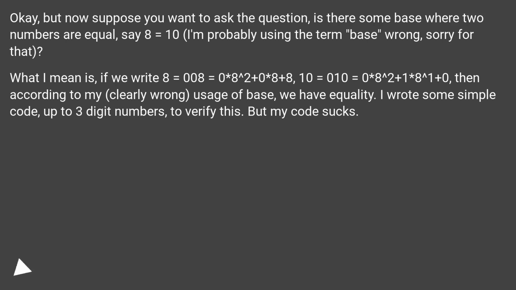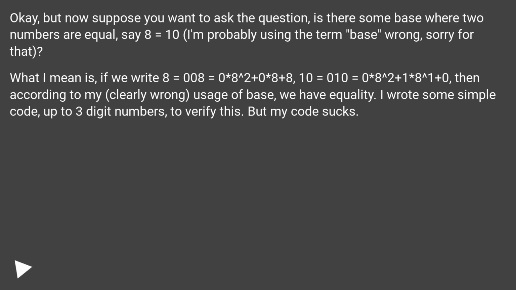Okay, but now suppose you want to ask the question, is there some base where two numbers are equal, say 8 equals 10? I'm probably using the term base wrong, sorry for that. What I mean is, if we write 8 equals 008, 8 equals 0 times 8 squared plus 0 times 8 plus 8, and 10 equals 010, equals 0 times 8 squared plus 1 times 8 to the power of 1 plus 0, then according to my, clearly wrong, usage of base, we have equality.